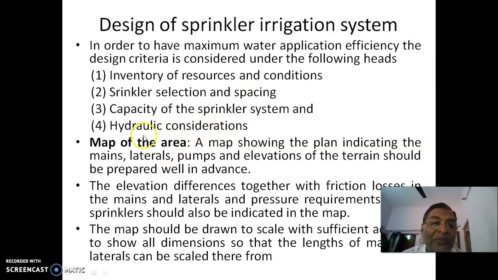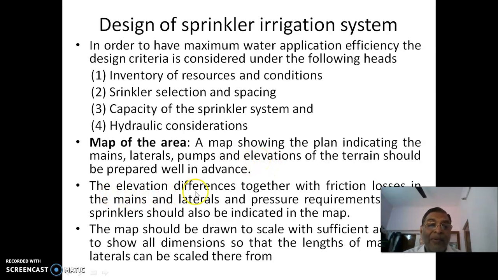First of all, you have to prepare the map of the area. This map is showing the plan indicating the mains, laterals, pumps, and elevations of terrain. All these things should be prepared well in advance. You must mark on the map where the mains are coming, where the laterals are laid down, and where the pump should be. You should also know the elevations, that means the contour map of your plot.